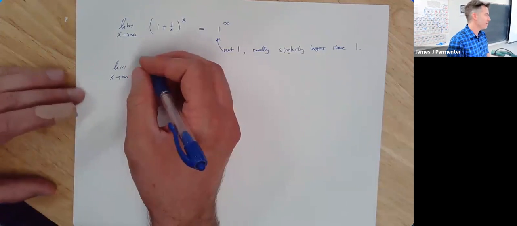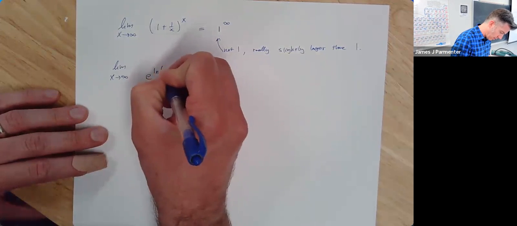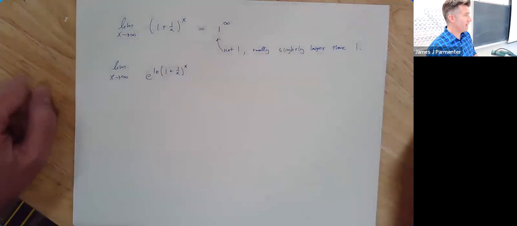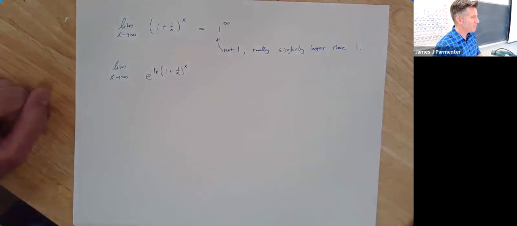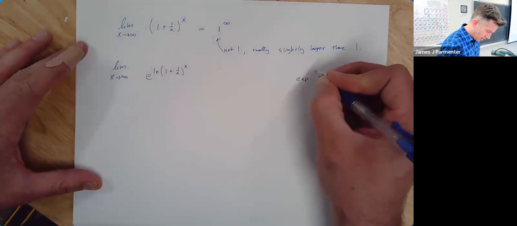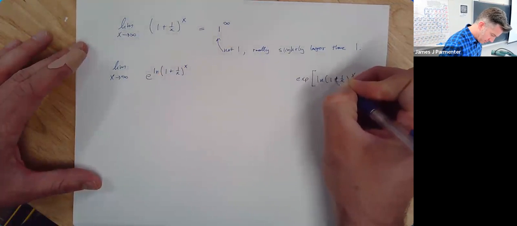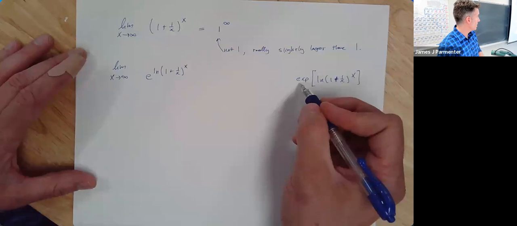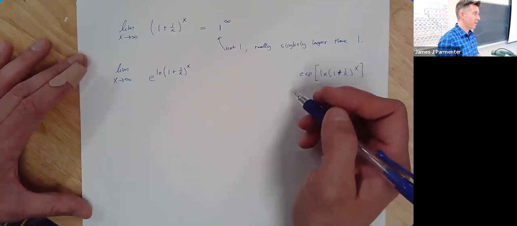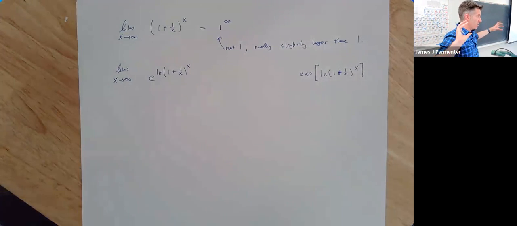And you should write this: e to the natural log of (1 plus 1 over x) to the x. Or as you might see some people write in the future, exp of the natural log of (1 plus 1 over x) to the x. If you ever see this exp notation, it literally just means e to the power of. It's just a way of writing it so you don't have an exponent that is smaller in some ways and harder to read.